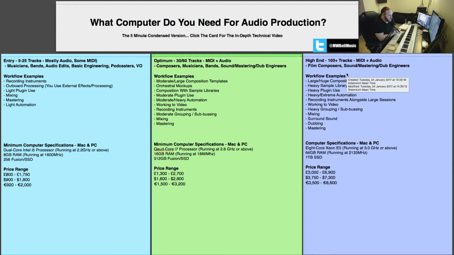So your Optimum System is 30 to 60 tracks, both MIDI and audio. So now you're using sample libraries, moderate to large composition templates, you're doing orchestral mock-ups if you're a film composer, you're using a lot of plugins, heavy to moderate automation, you're working to video if you're working with film. You're recording instruments, you're grouping, you're mixing, you're mastering. So this is aimed at composers, music producers, musicians and bands who've got large sessions. Perhaps you use sampled violins in your tracks, and you're a sound mixing, mastering and dub engineer.